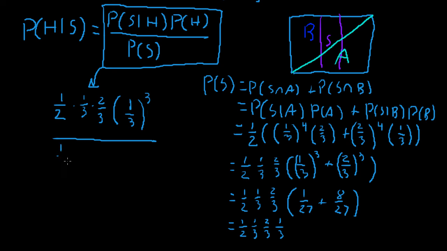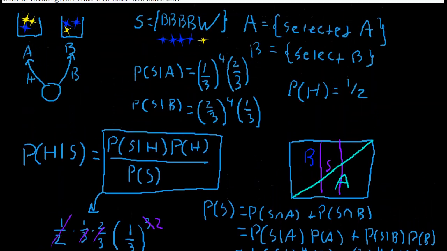And then down here, we have all this stuff, and this is going to cancel. So we have a half, a third, 2/3, and another third. And now we have some magic cancellation. This goes away, this goes away, and this becomes a 2. So we're left with 1/9. So the probability that we picked from urn A, given that we saw 4 black balls and then a white ball, is 1/9.